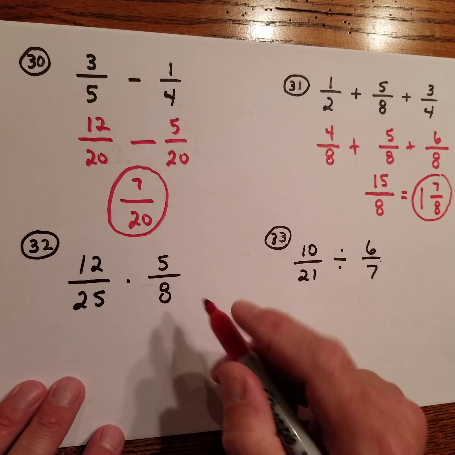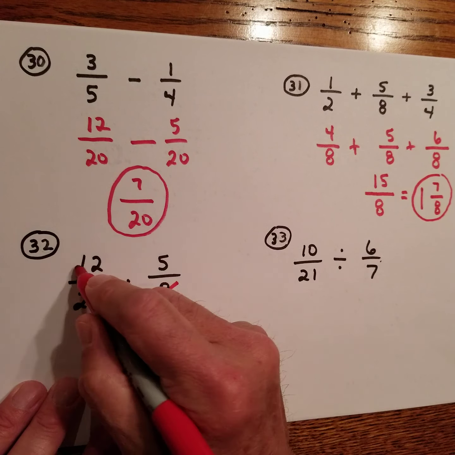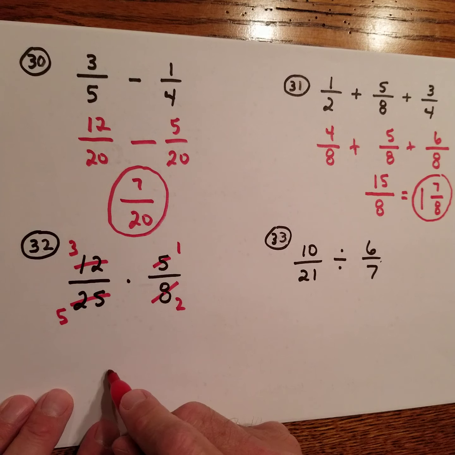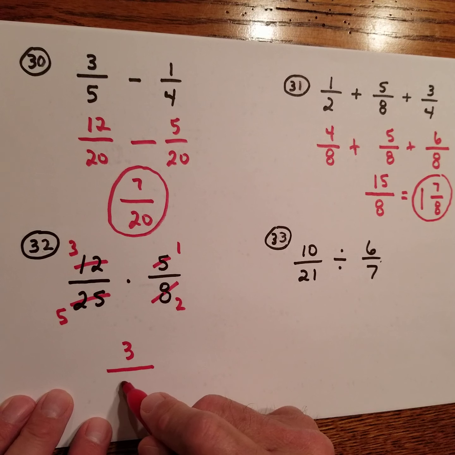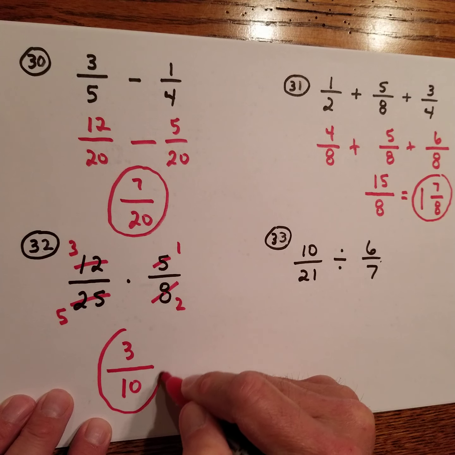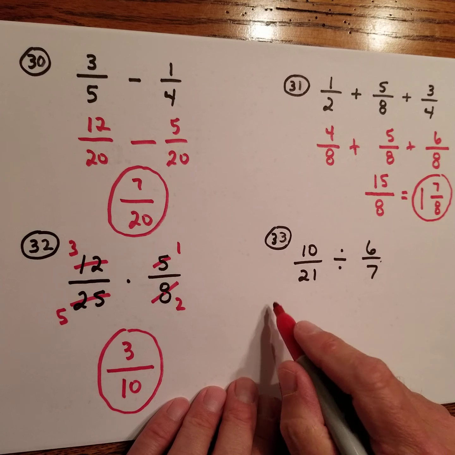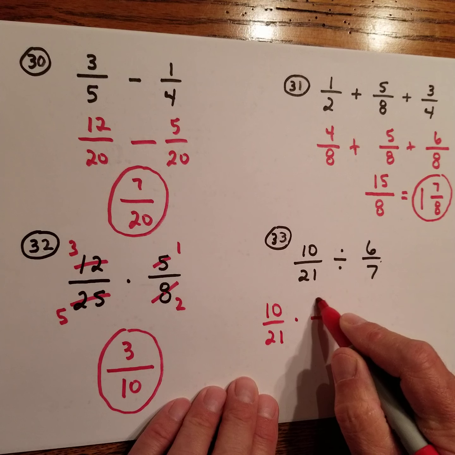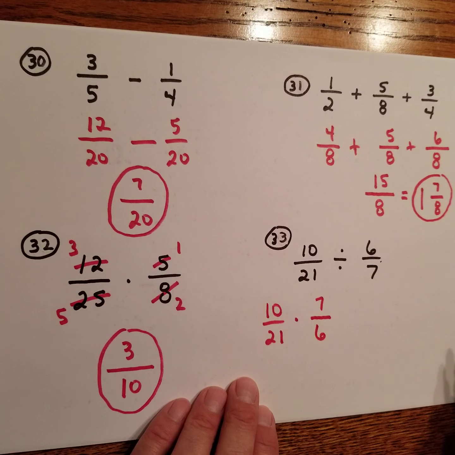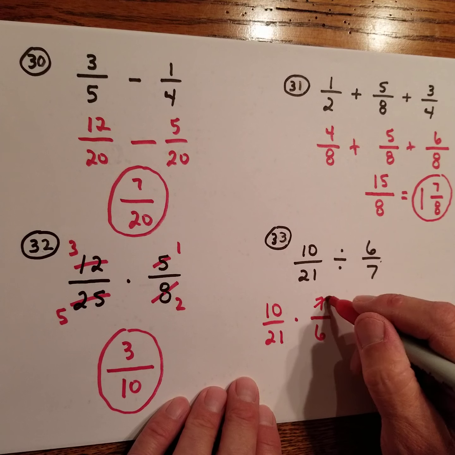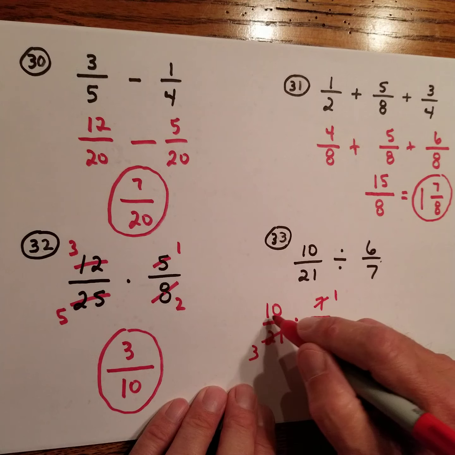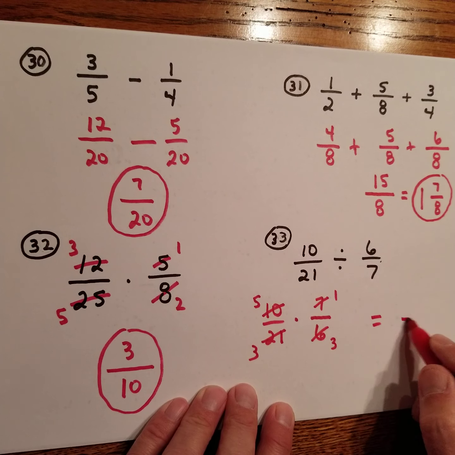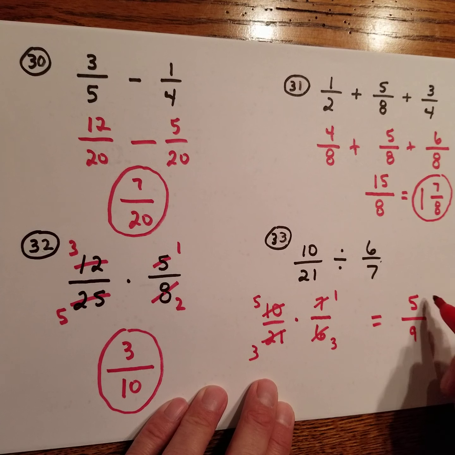I'll reduce before I multiply. Divide by 4, divide by 4, divide by 5, divide by 5. Now multiply the numerators and multiply the denominators. For 23, copy the first fraction, change it to multiplication of the reciprocal of the second fraction. Now reduce. Divide by 7, divide by 2, multiply the tops, and multiply the denominators.